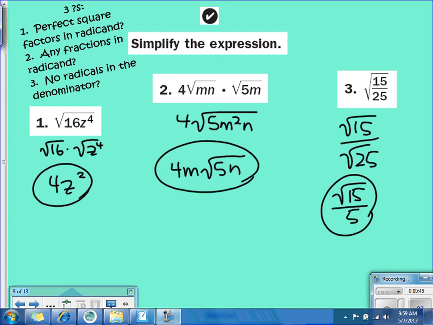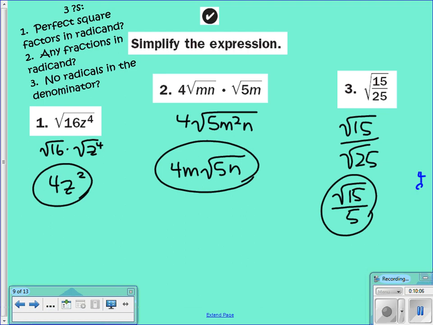All right, how'd you do? My answers are circled here. Remember that the square root of an exponent, we divide that in half. Square root of an exponent, divide in half. And there can be no number left inside the radical that can divide by a perfect square. I know 15 you can divide by 5 and 3, but can you divide it by any of your perfect squares? No. So it is simplified.